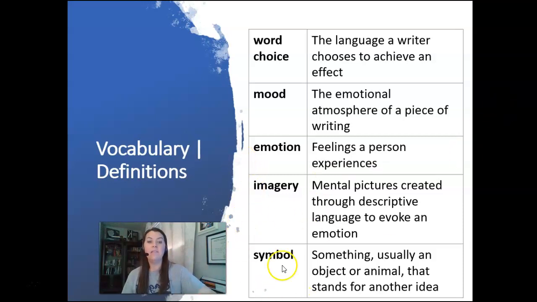And lastly, symbols or symbolism. This is usually an object or an animal that stands for another idea in the text. Authors use symbols or symbolism all the time in literature. We see this a lot in poetry, which we're going to spend some time on next week. A lot of times it's something in nature where the author is using that object to stand for something else.